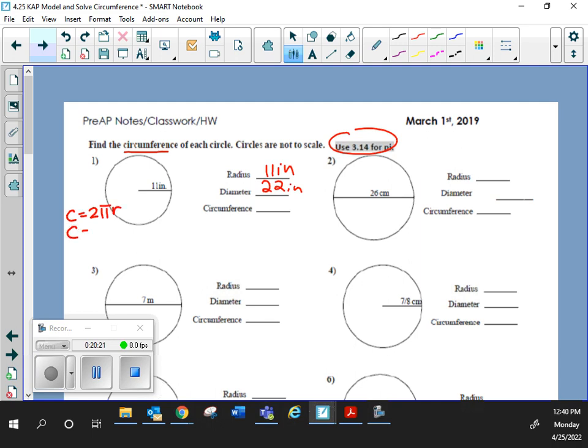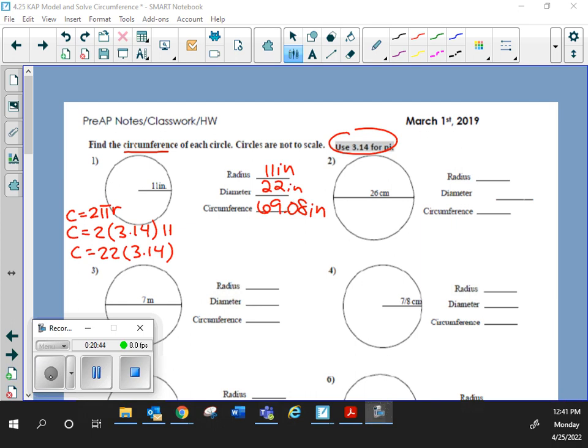Substituting in my value, C is equal to 2, it says to use 3.14 times the radius of 11. And let's start solving. Again, I'm going to do it in friendly ways first. 2 times 11, that's 22, so C is equal to 22 times that 3.14. Take a second to solve that out. Great. Okay, that's the answer.